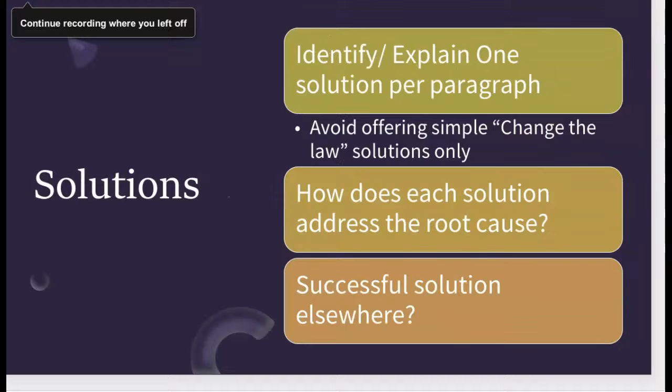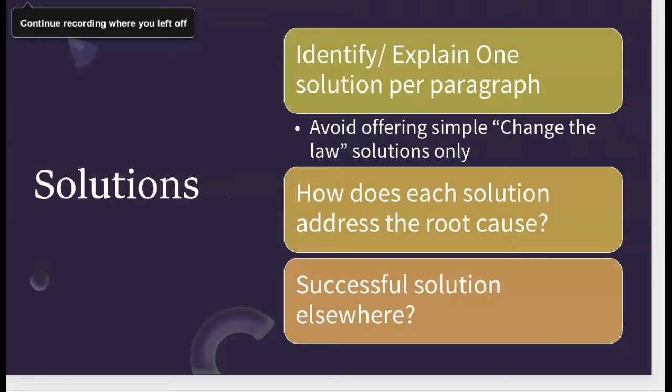And your solution can take 2, maybe 3 paragraphs, depending on how many solutions you want to offer. Your solutions are going to identify and explain one solution per paragraph. Each solution must target a local area and avoid just offering a change the law kind of solution. How does each solution address the root causes?